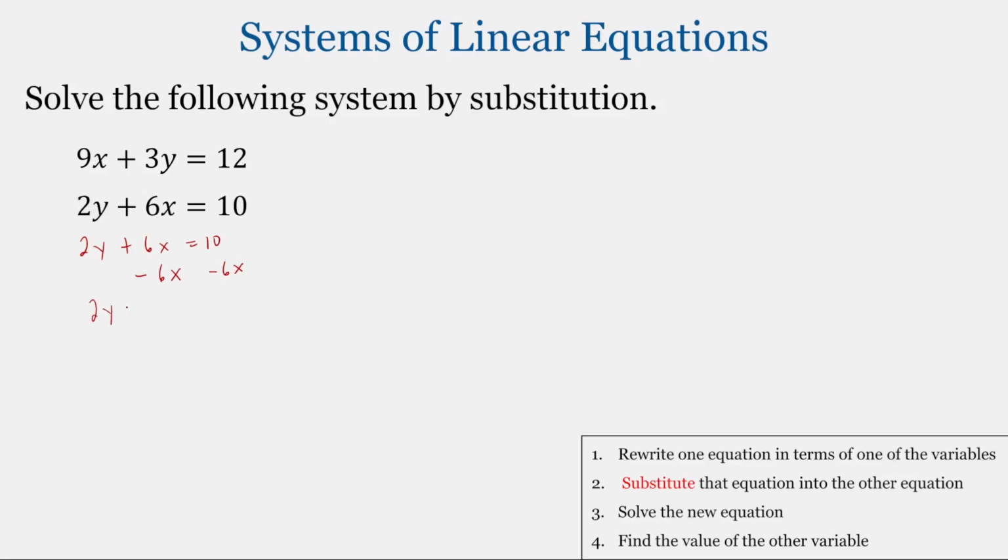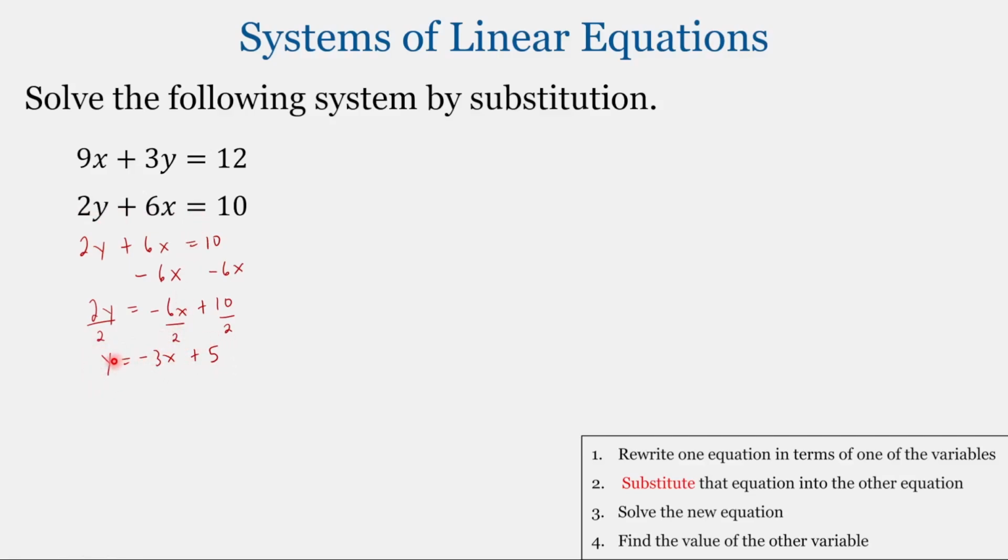This is 2y equal to negative 6x plus 10. And then we'll divide everything by 2. And we end up with y equal to negative 3x plus 5. So we have rewritten this second equation in terms of the variable x.